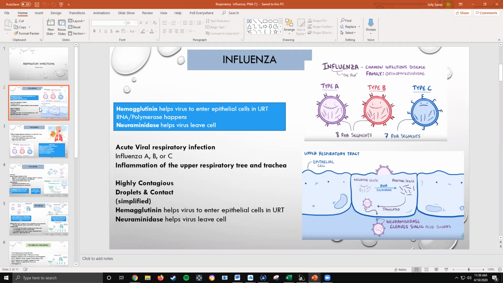Influenza is typically considered a seasonal influenza, but it can become a pandemic, as we all know right now. We have type A, type B, and type C. As you can see, type A and B have H and N receptors.